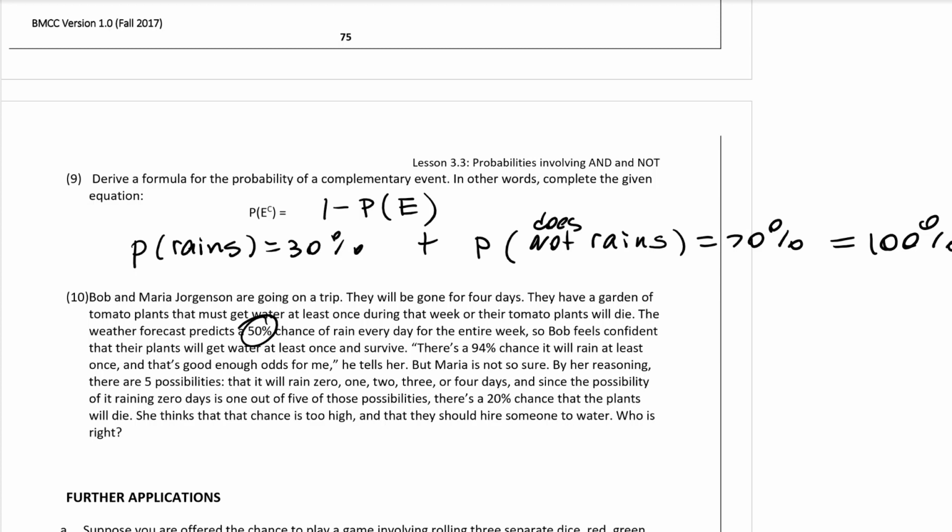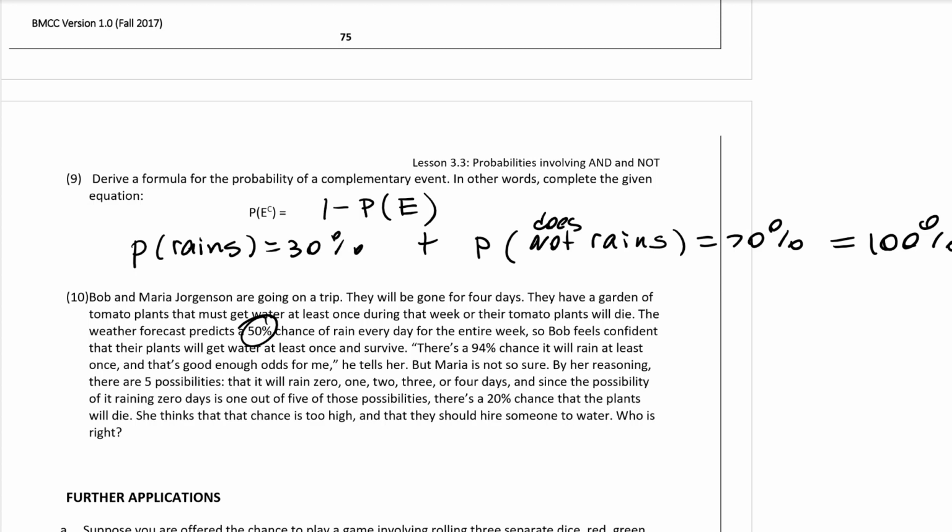But Maria is not so sure. By her reasoning, there are 5 possibilities for how many days it will rain: 0, 1, 2, 3, or all 4 days. All right, so those are the 5 outcomes that she writes. And since raining 0 days is 1 out of 5, she's saying there's a 20% chance that the plants will die. She thinks that the chance is too high and that they should hire someone to water their garden. So who is right? Okay, so we're not sure where Bob is getting the 94% chance. It's also not clear where Maria is getting 20%. She's listing the possibilities. So let's think about this.